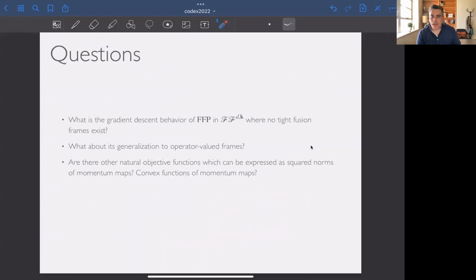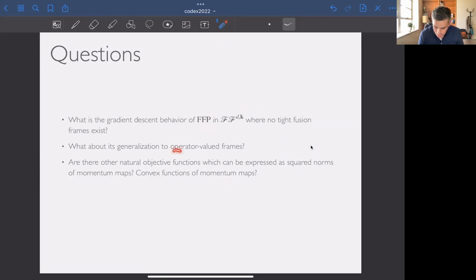Let me wrap it up here, but there are many open questions, specifically related to what I described today. We can characterize gradient descent when I know that fusion frames or tight fusion frames exist in this fusion frame space, and classifying the parameters when that happens is a difficult problem. But of course, you can define the fusion frame potential no matter what. And what does gradient descent look like in that case?